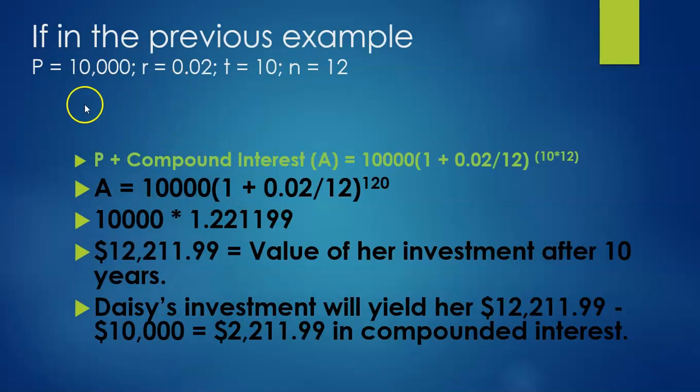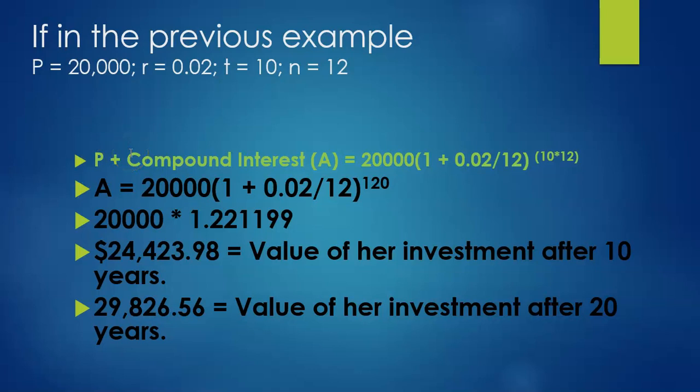If in the previous example, instead of $4,000, Daisy invested $10,000, then she would have made $12,211.99 after 10 years. So that would be the value of her investment after 10 years, and the compounded interest she would have earned would be 12,211.99, subtracting 10,000 from it, which would yield $2,211 in compounded interest.